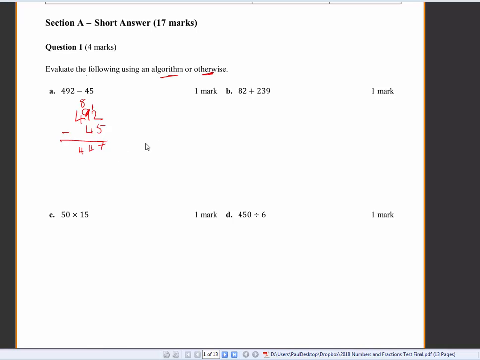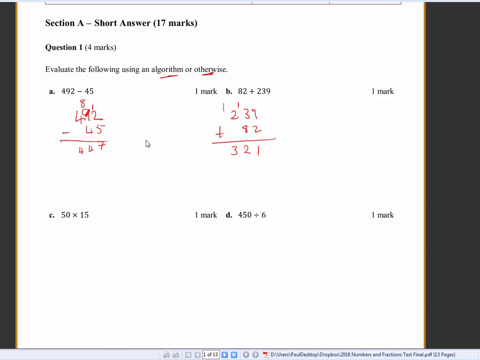The answer is 447. Question 2, this is roughly 240 plus 80, which is roughly 320. So my answer should be roughly 320. Alright, let's do the addition. 239 over 82. It doesn't matter if you put it the other way around, 82 plus 239, but I generally like to go larger number first, smaller number second out of force of habit. 9 plus 2 is 11, carry the 1, 3 plus 8 is 11, plus 1 is 12, 1, 3, 2, 1.